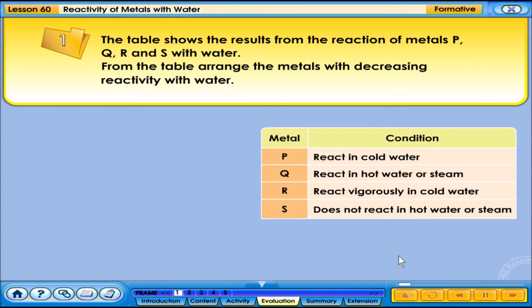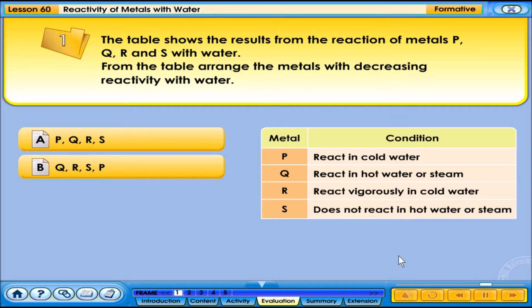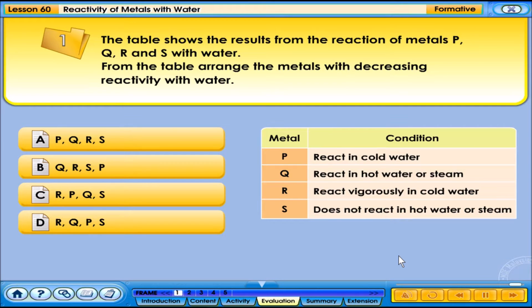Click the correct answer. The table shows the results from the reaction of metals P, Q, R, and S with water. From the table, arrange the metals with decreasing reactivity with water. A. PQRS. B. QRSP. C. RPQS. D. RQPS. Your answer is correct.